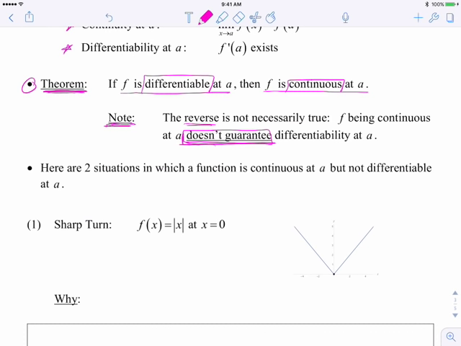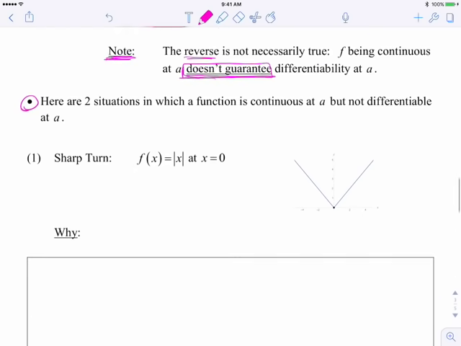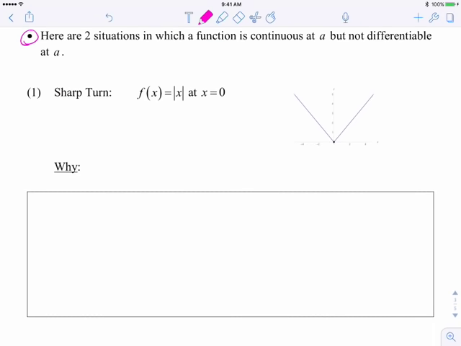Now, is it possible for a function to be differentiable if you already know it's continuous? Yes, of course. Lots of functions at lots of different values of x fit that criteria, but it's not a guarantee. And so here are two situations in which a function is continuous at a, but not differentiable at a. Now, this sharp turn, okay, you can see that on a graph. So if a graph possesses a sharp turn of any type, meaning you could cut yourself on that turn because the turn is so sharp, that's what we call a sharp turn, and the function is not differentiable at the value of x where that sharp turn occurs.